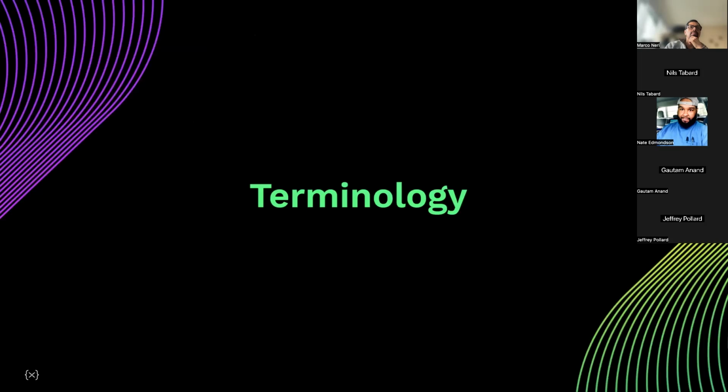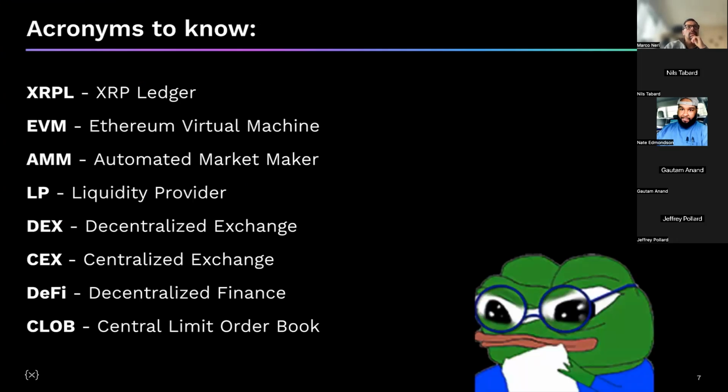A little bit of terminology that is important for this matter. XRPL is the name of the chain, the XRP Ledger. EVM means Ethereum virtual machine, and essentially it's what allows smart contracts to run on a blockchain like Ethereum. Automated market maker is a type of decentralized exchange that we're going to be talking about. Liquidity provider, LP, is the role in these automated market makers that provides the liquidity. We'll talk more about that.